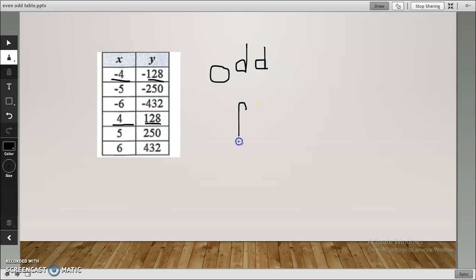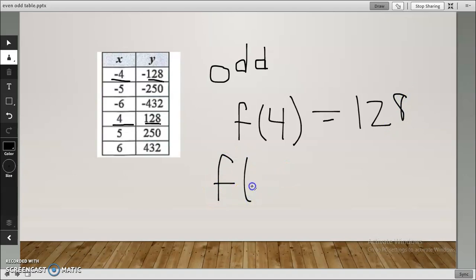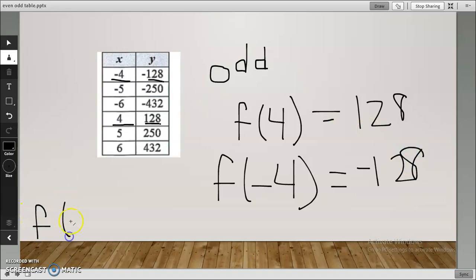So when I have f of 4, I get 128. And when I have x of negative 4, I get negative 128, which is the exact same formula as f of negative x equals the negative of f of x.